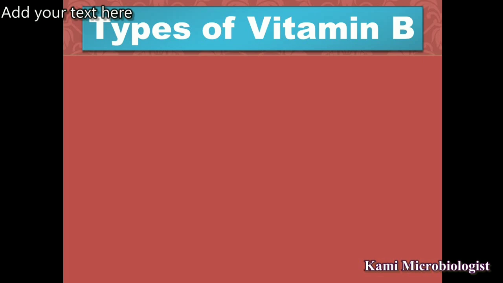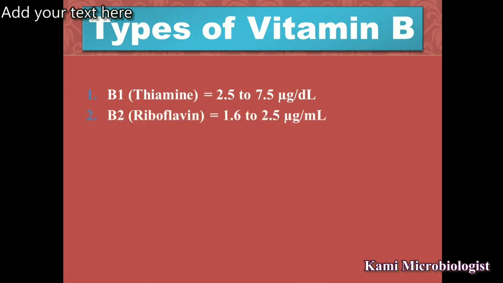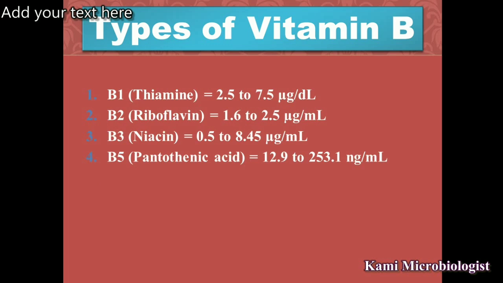Now let's see the types of vitamins and their normal range in the body. First we have vitamin B1, which we call thiamine, and its normal range is 2.5 to 7.5 microgram per deciliter. Vitamin B2 is called riboflavin, its normal range is 1.6 to 2.5 microgram per milliliter. Then we have vitamin B3, niacin, with a normal range of 0.5 to 8.45 microgram per milliliter. Then vitamin B5, pantothenic acid, with a normal range of 12.9 to 53.1 nanogram per ml.